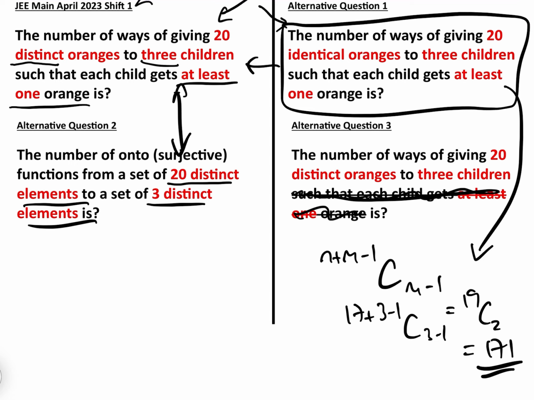As you will see, the actual answer to this is a multiple of millions higher than that, because we're looking at distinct oranges rather than identical oranges. Okay, so that one basically is how to do question number 1.